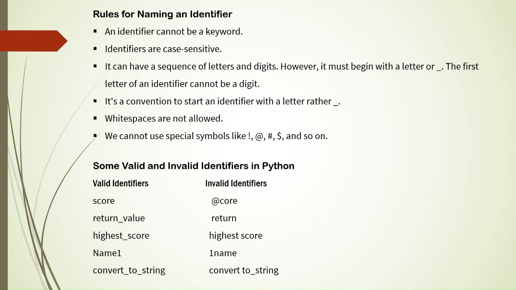Here are some valid and invalid identifiers in Python. They include valid identifiers: score, return_value, highest_score, name1, convert_to_string, and invalid identifiers: @core, return, highest score without underscore, 1name, convert to string, which doesn't include an underscore here.